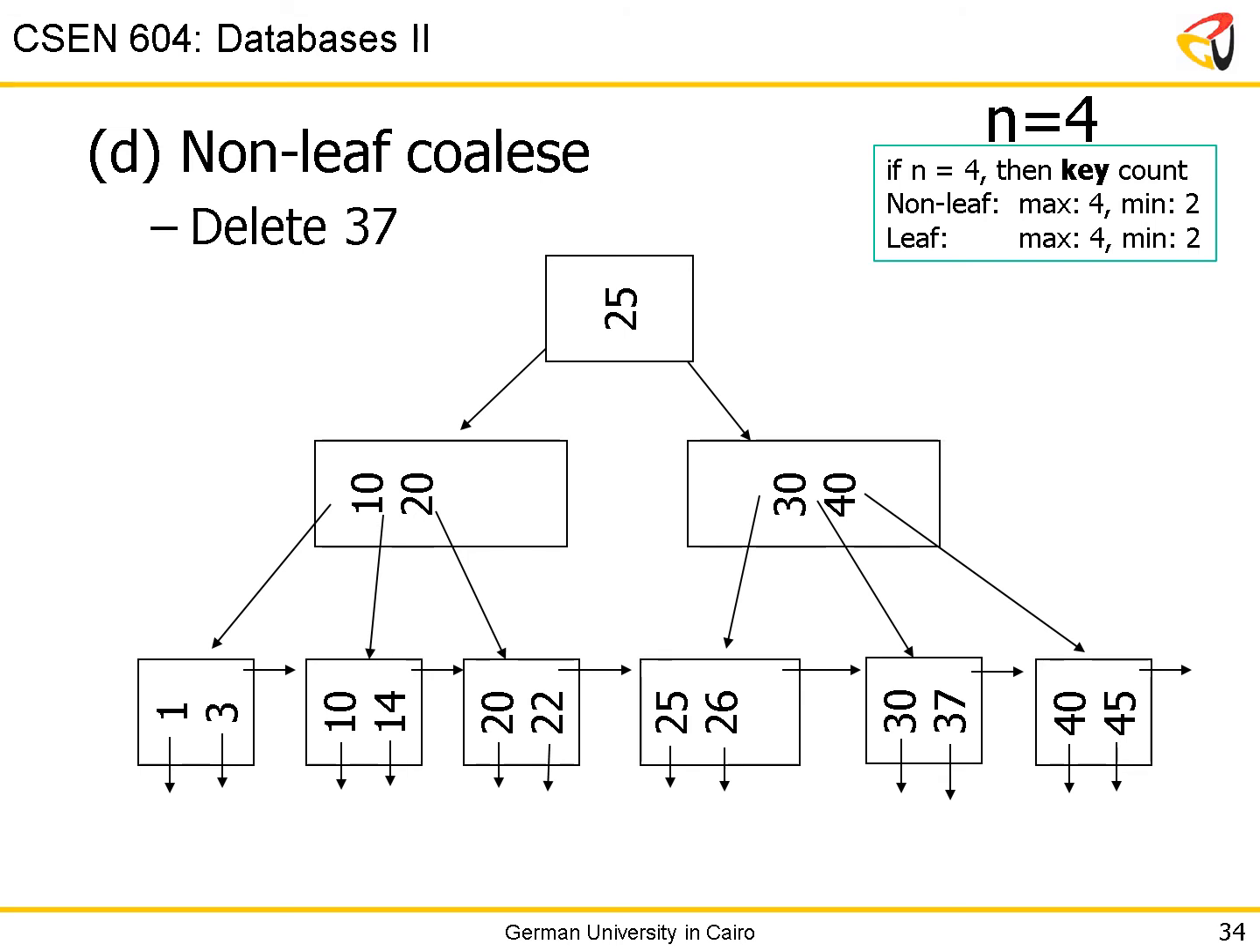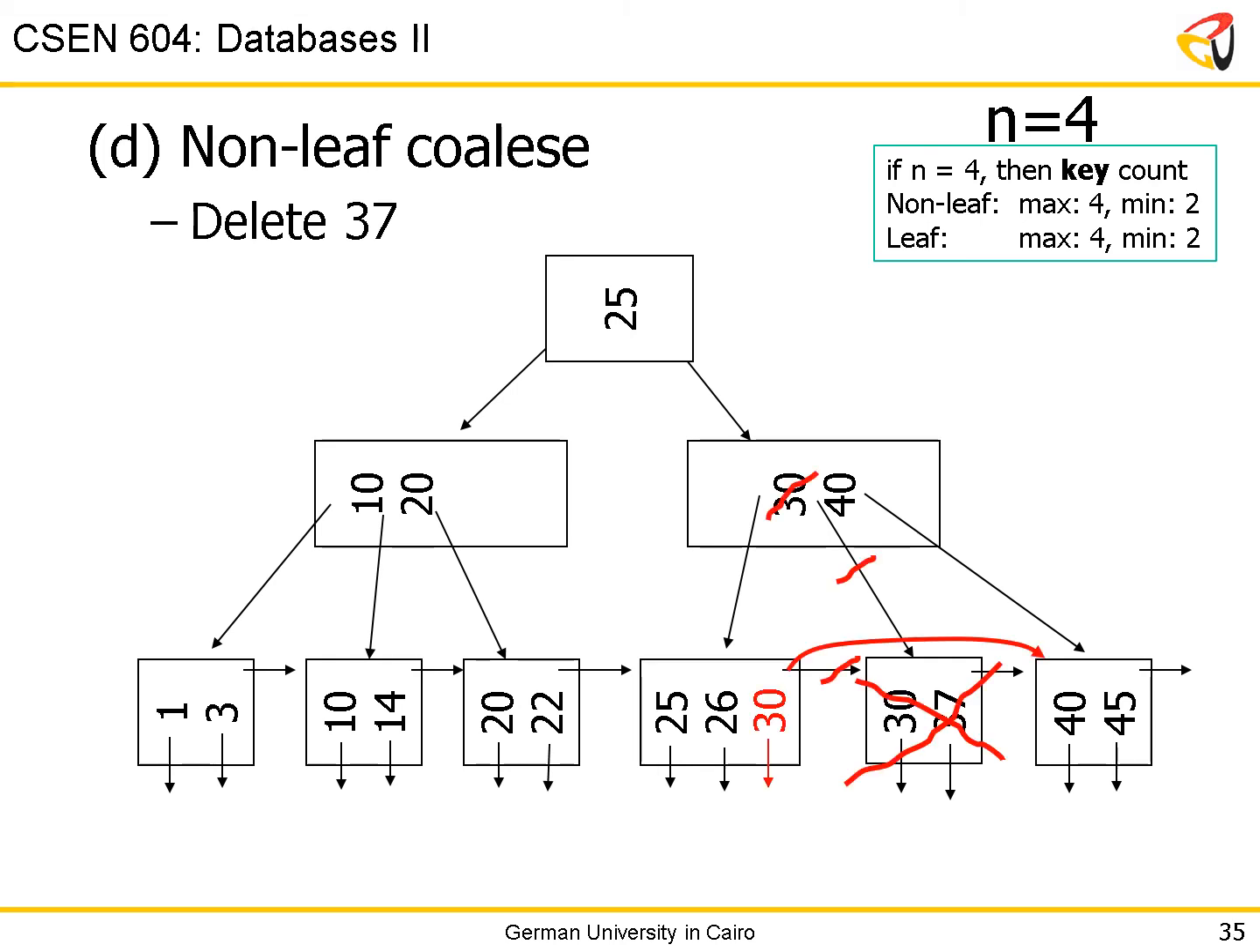My goal is to delete 37. I will remove 37. Now I'm stuck because I've got this 30 in a node and I need to have the minimum of 2 keys. So again, the strategy here is favoring compaction, favoring deleting nodes. So I will delete this node, and I'm moving the 30 to the left node.